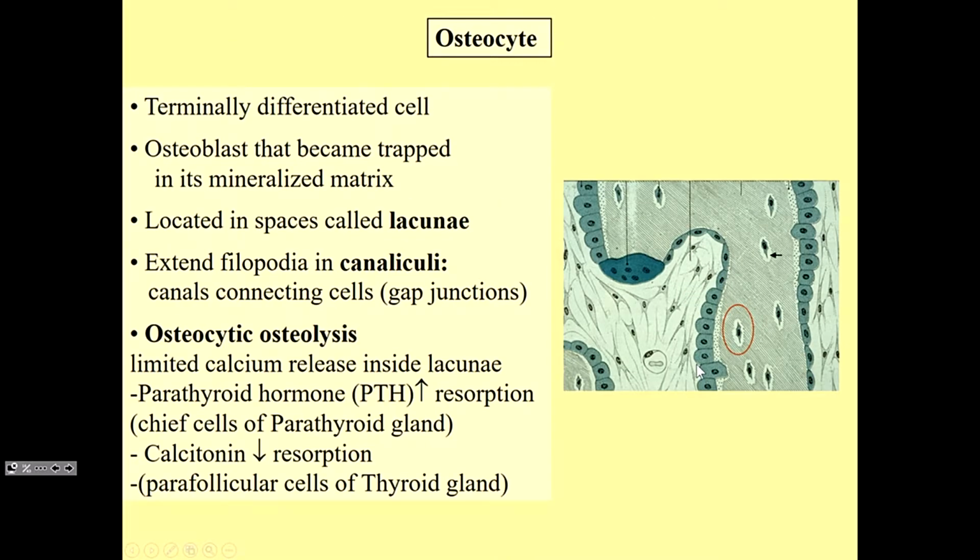Then the osteocyte becomes terminally differentiated. It was an osteoblast. Now with the deposition of osteoid, the osteoblast became trapped in the matrix, and eventually you see it more in the mature bone, where now it resides in a lacunae.